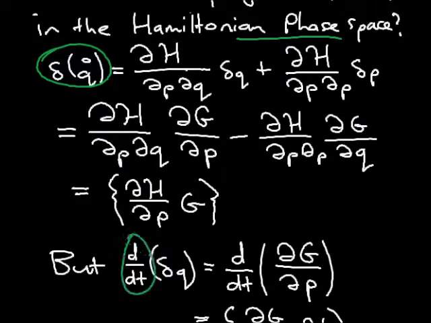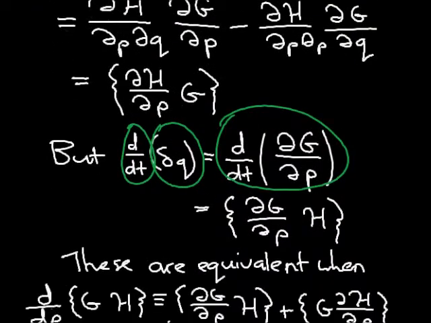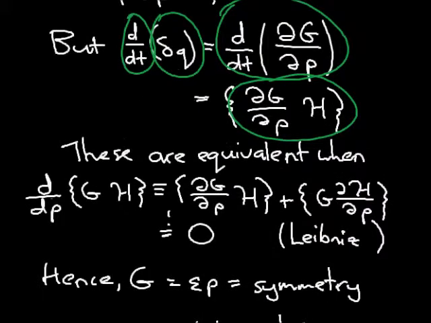By contrast, the time derivative of this quantity, the change in q, is the Poisson bracket between dG/dp with the Hamiltonian. So the special case where G is a Hamiltonian symmetry, say epsilon p, implies that the Poisson bracket vanishes, so its derivative vanishes, and the implied change in q dot is indeed compatible with epsilon dot.